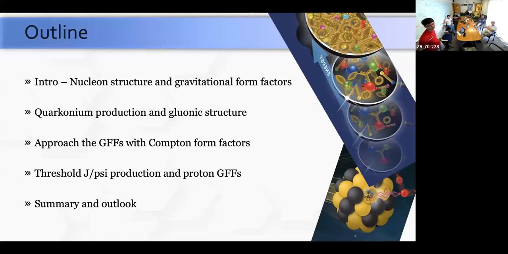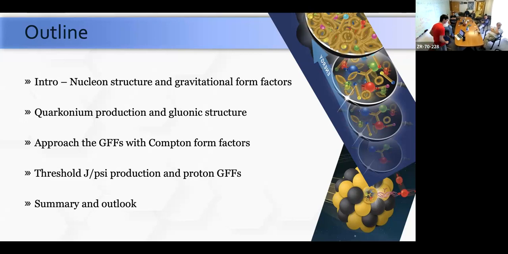I will start with a rather brief introduction about nucleon structure and gravitational form factors for those of you who haven't heard of it. And I will briefly talk about quarkonium production and how we can use it to probe the gluonic structure in the nucleon. Next, I will talk about a little bit of technical stuff, that is how we can extract the gravitational form factor using the so-called Compton form factors that I will introduce later. And then I will use this threshold JLab production as an example to illustrate how we can extract or constrain the gravitational form factors of the proton. And in the end, there's of course a summary and outlook.